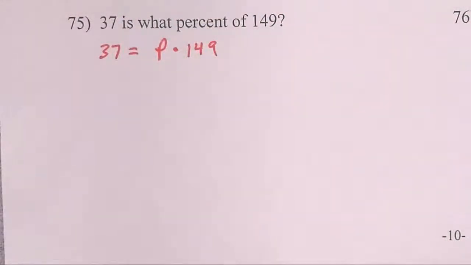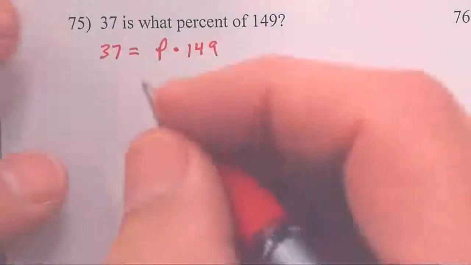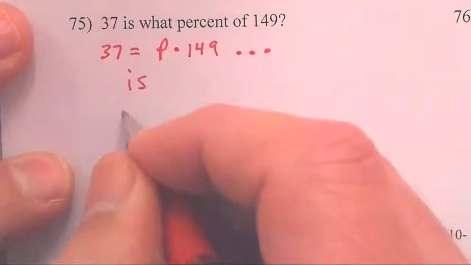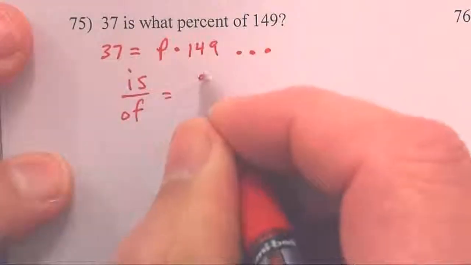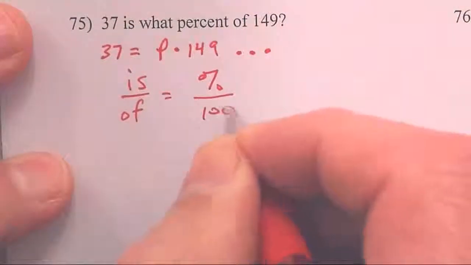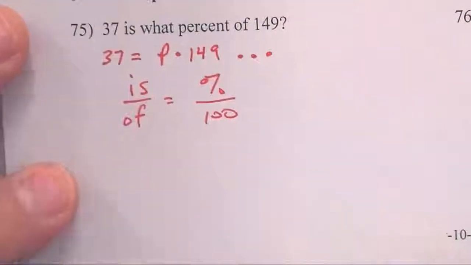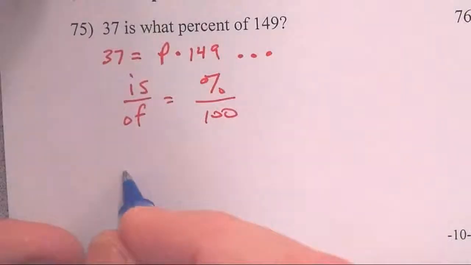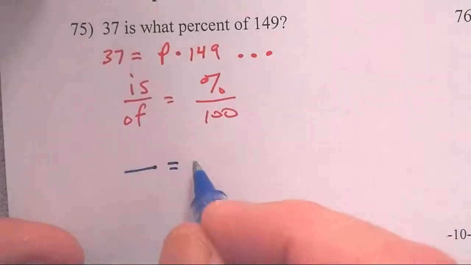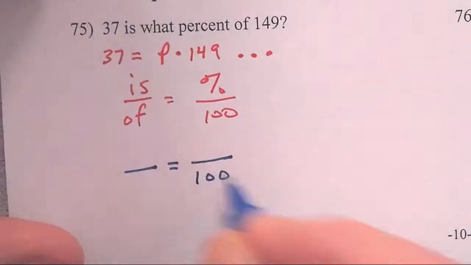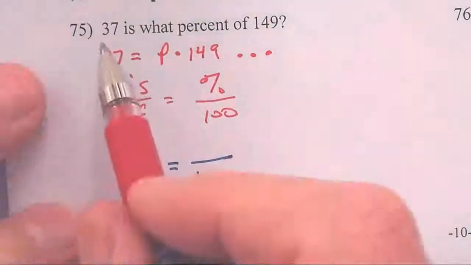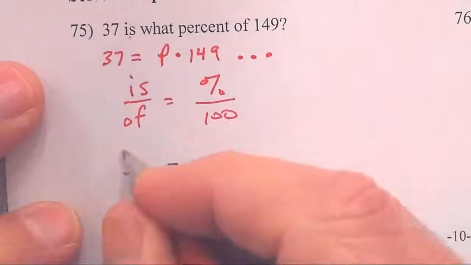The way I've always taught this for the first time is with this. And you can do it this way, but I've always taught it as is over of equals percent over 100. So every single problem like this I would do with this little rubber stamp. Something over something equals something over 100. And then I just put the parts in place. Once again, it's like puzzle pieces. 37 is only with an is. 37 is here.